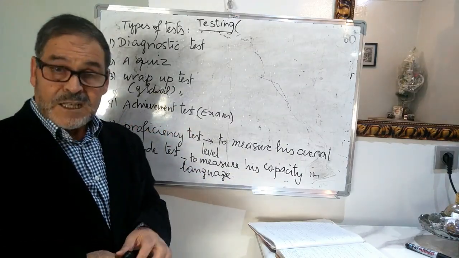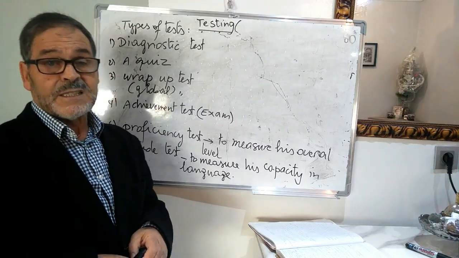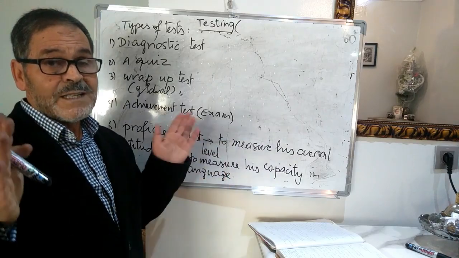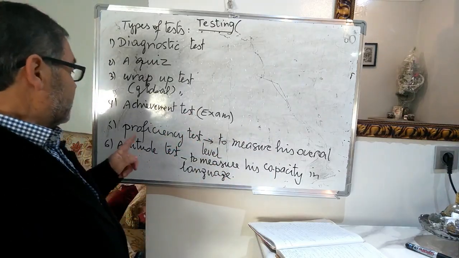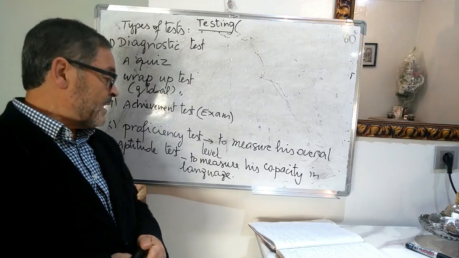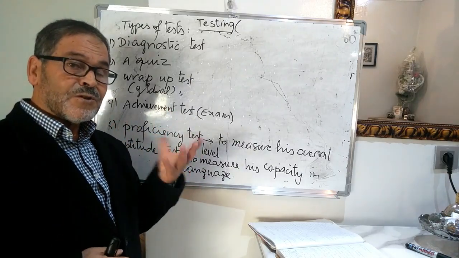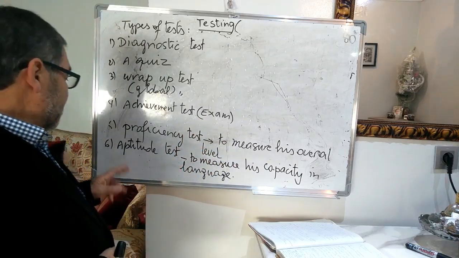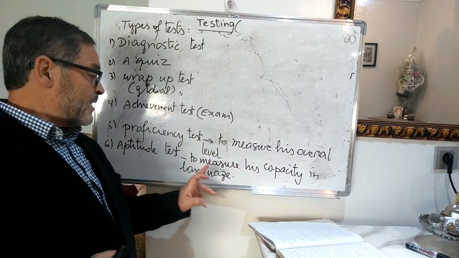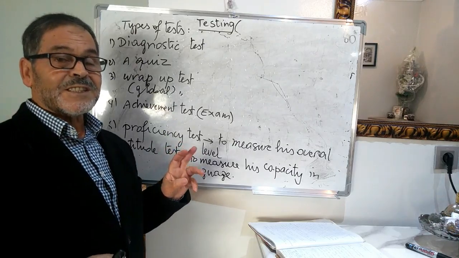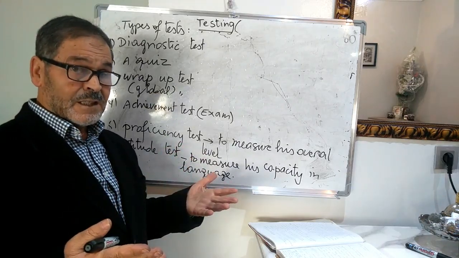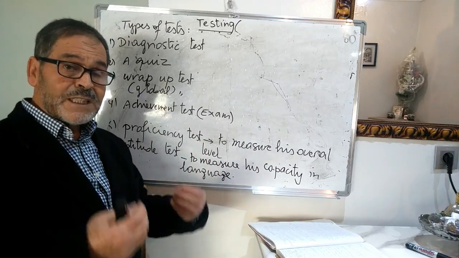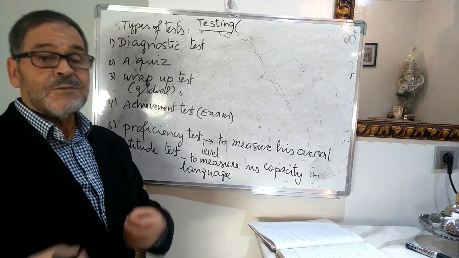Achievement test, it is an exam, of course, at the end of the year, as I said, or at the end of the semester. And the proficiency test measures the overall level, to know what the student knows. And the aptitude test measures his capacity in language. For example, when we join an American center or any English center, we want to know where to put him, in A or B or C or D.